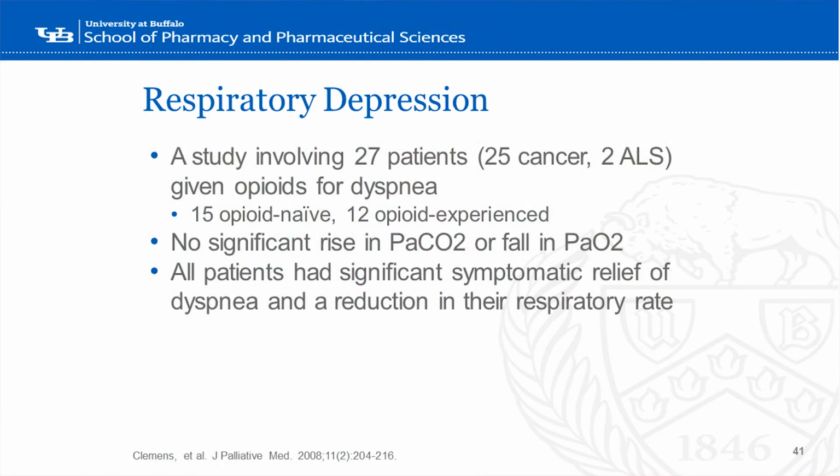And again, this is a small study, only 27 patients, 25 of them cancer and 2 of them ALS. They were given opioids for dyspnea. 15 of those patients were opioid naive and 12 were opioid experienced. And there was no significant rise in carbon dioxide or fall in oxygen levels in these patients. And all of these patients had significant symptomatic relief of dyspnea and a reduction in their respiratory rate.